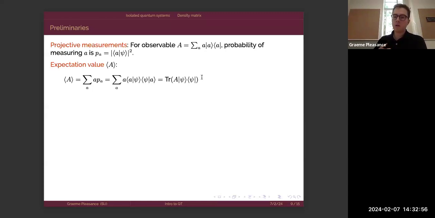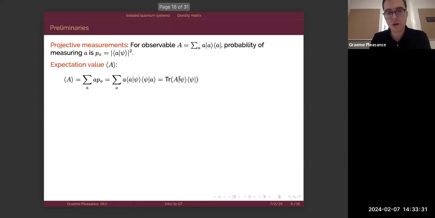For those of you who don't know, the trace operation works as follows: the object written inside these brackets can be represented as a matrix. If we represent this matrix in a particular basis, then the trace is just the sum of its diagonal elements. An important point to emphasize is that the trace is independent of the basis in which it's performed.